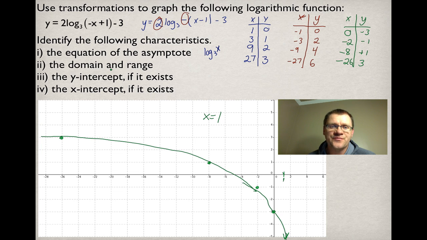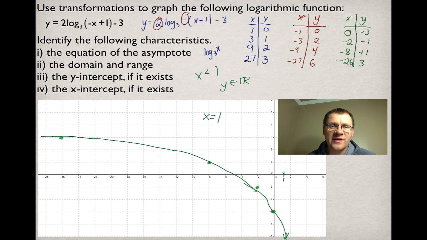Domain and the range. Well, the range, these logarithmic functions go on forever up and down. So our range is y is all the real numbers. But our domain, it goes everywhere to the left of positive 1. So our domain is x is less than 1. Now it can't equal 1 because 1 is an asymptote.